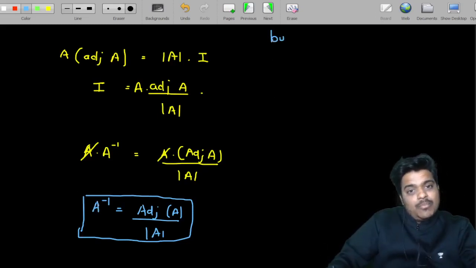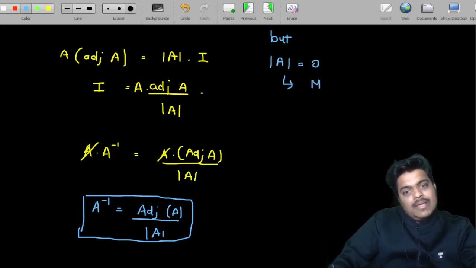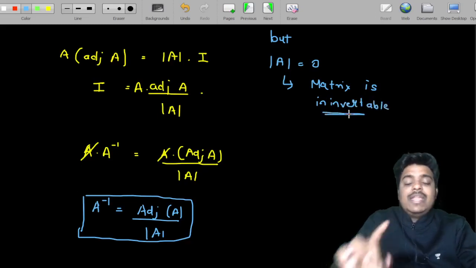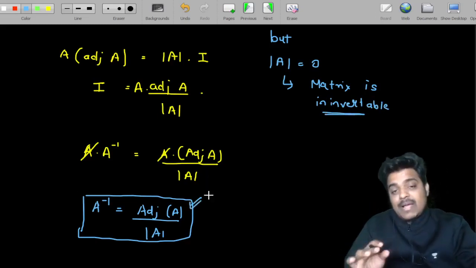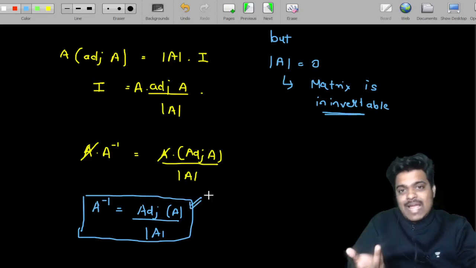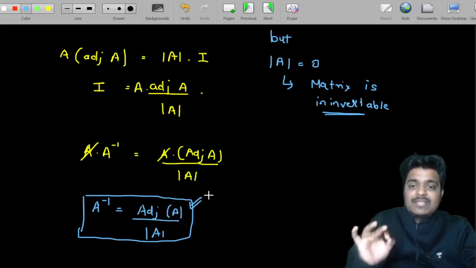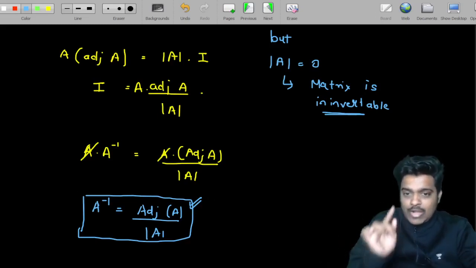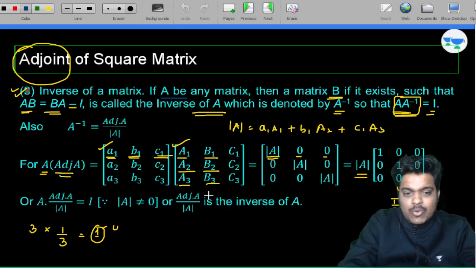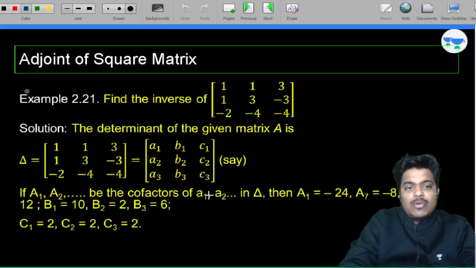But a very important point: what happens if the determinant of A becomes 0? Then we say that the matrix is non-invertible, meaning it cannot be inverted. Why? Because the value of the denominator becomes 0. The denominator may become 0 because the determinant of a matrix can be equal to 0. So that is why matrices whose determinant is equal to 0 are not invertible. I hope this is crystal clear to you. So now you know how to calculate the inverse.